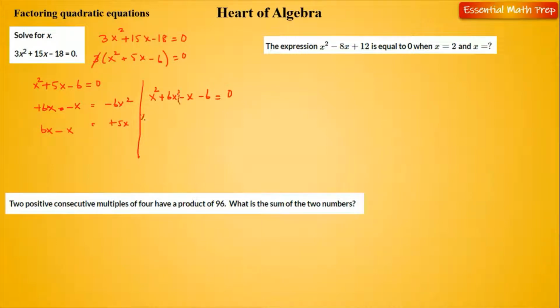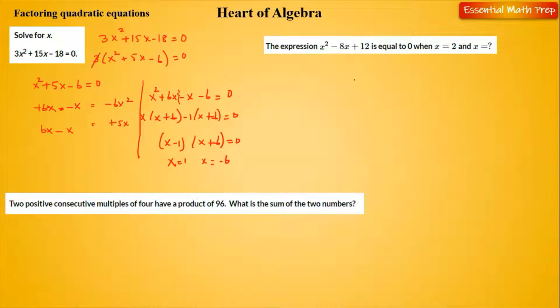So if you take x out of the bracket, you get x times x plus 6 minus 1, x plus 6 equals 0. If you combine the terms, then we have x minus 1 times x plus 6 equals 0. Then we have x equals 1, x equals negative 6. And that's it. Isn't that simple?